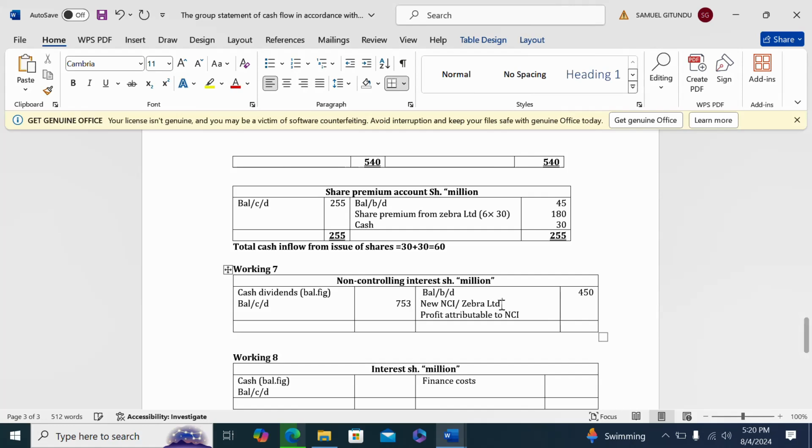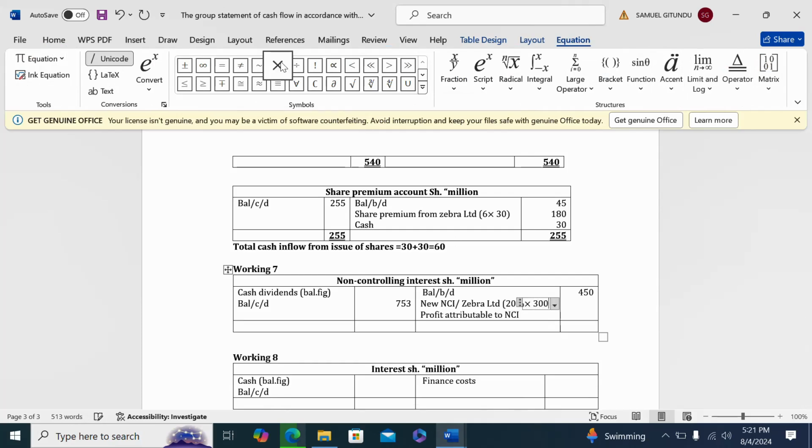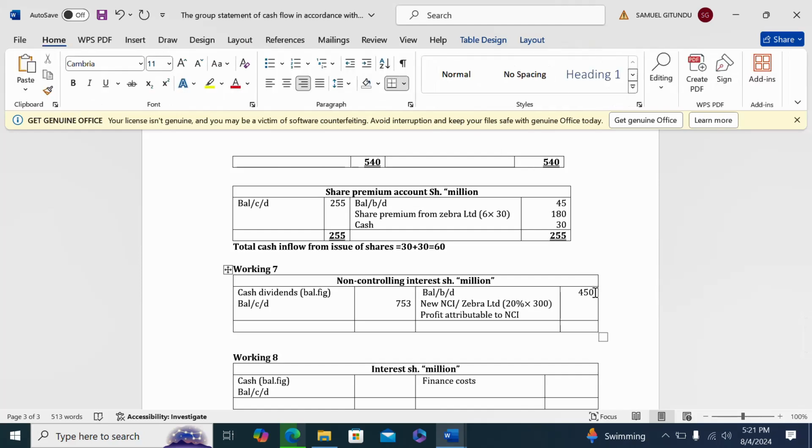Then we have the new NCI acquired. So it will be 20%. This is the share of the NCI. 20% we multiply by the net assets acquired. So what was the amount of the net assets acquired? There were 300. Multiplied by 300, those were the net assets acquired. So how much are we getting?